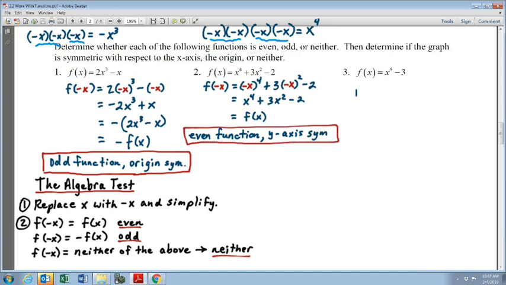Finally, on the last one here, let's go ahead and make a skeleton. Let's plug in our minus x. Notice the first term changes signs, but the second does not. The bottom line is with even functions, what you get is the same as what you started with. With odd functions, each of your terms change signs. In a case like this, where some of the terms change signs and some of them don't, you're going to have neither case.